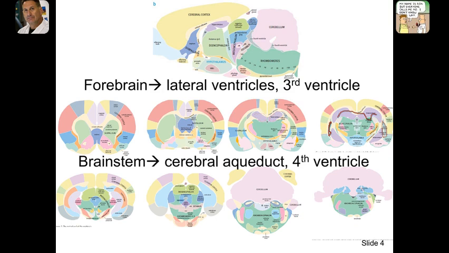The diencephalic structures, such as the hypothalamus and thalamus, border the third ventricle. So your third ventricle is approximately here, and this is your hypothalamus, and this is your thalamus. And then the periaqueductal gray surrounds the cerebral aqueduct, which is in the mesencephalon. So this is the periaqueductal gray, and this is the cerebral aqueduct here, seen best in the coronal section. And then the metencephalon cerebellum is on the roof of the fourth ventricle.